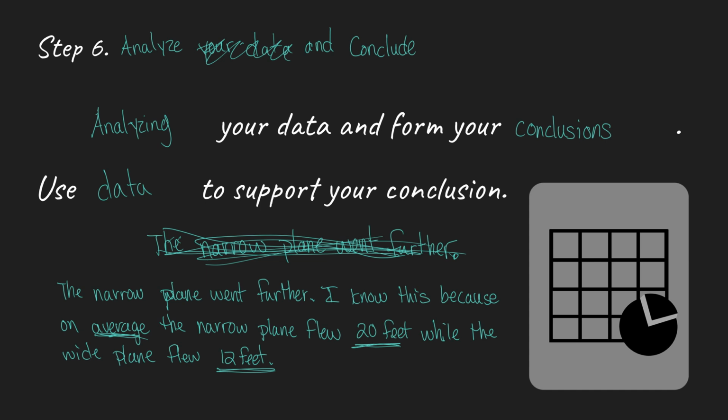Step five happens at the same time as step four, where you're recording all of the data from your tests and recording observations that are happening while you're testing your experiment. And then step six is where you analyze that data and then you make a conclusion, and you support your conclusion with the data. This is the end of our scientific method notes.